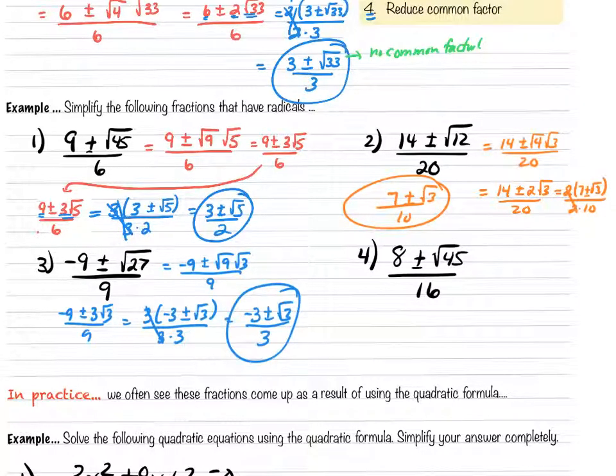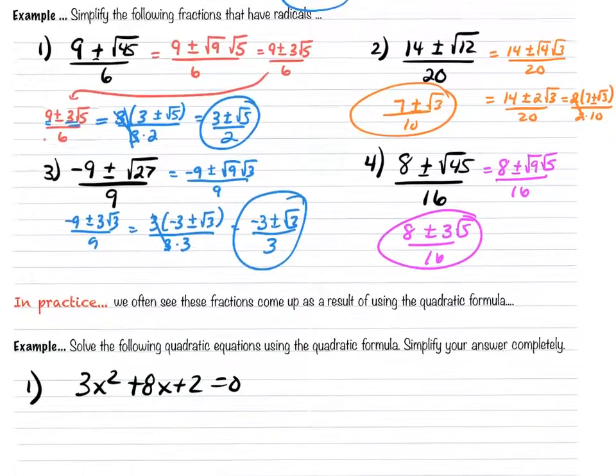Our last example here, I'd have to break or simplify the square root of 45, which we saw before as root 9 and root 5 over 16. So then if I simplify the square root of 9 just to be the number 3, I get 16. Now here, if I tried to factor the top, I can't. So that would be my simplified form.